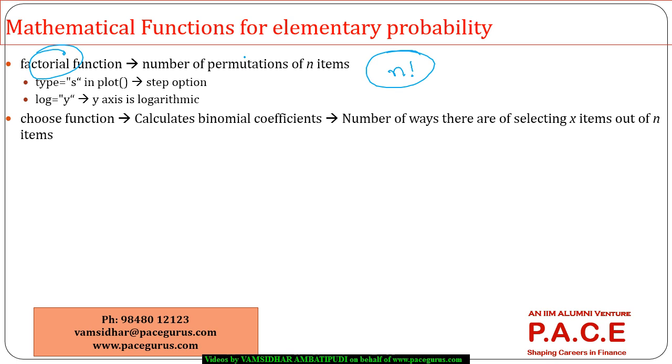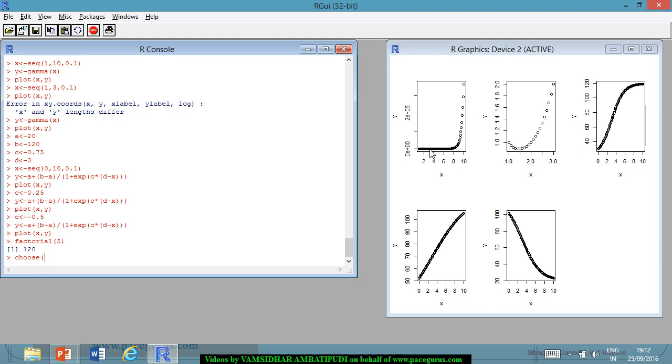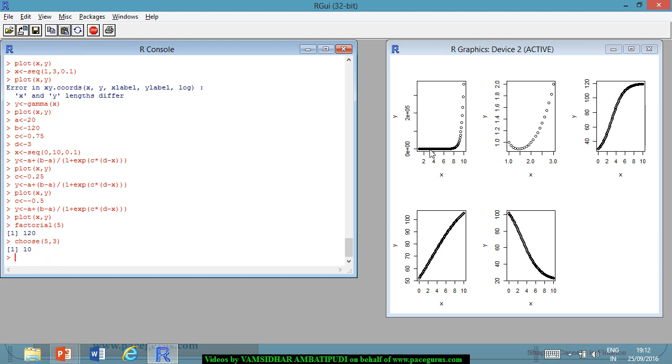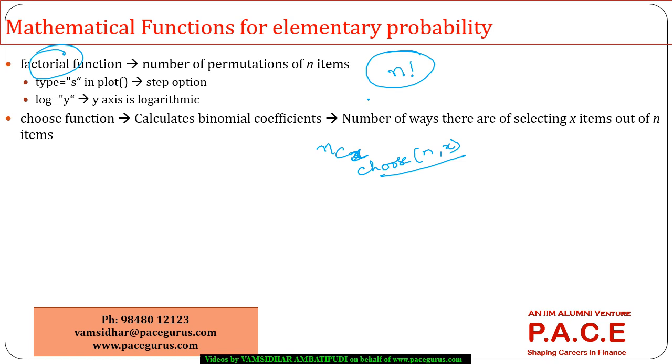The other function that we generally use is the choose function, which is nothing but, if I have to compute nCx, I'll also write it as choose n comma x. So when I'm saying choose 5 comma 3, it is 5C3, which should be equal to 10, which is nothing but 5 factorial divided by 5 minus 3 factorial into 3 factorial. So 5 factorial divided by 2 factorial into 3 factorial. So this can be written as 5 into 4 by 2, which works out to be 10.